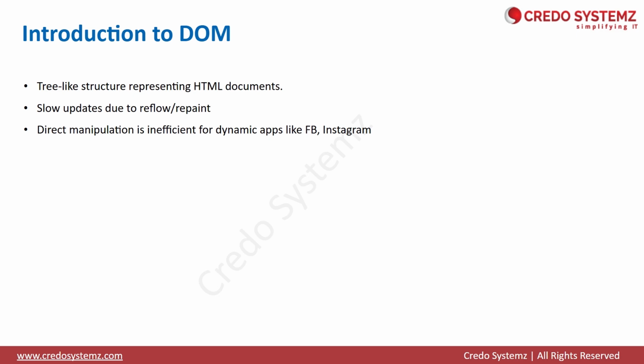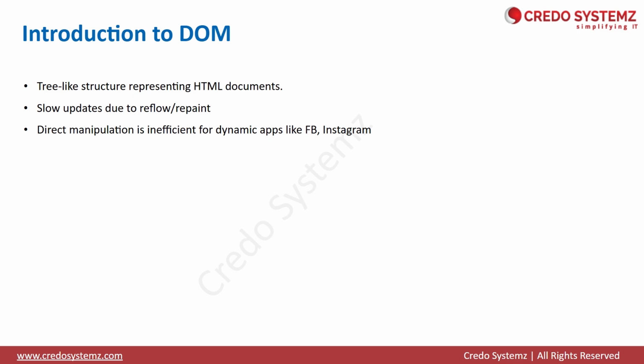DOM, as I said, is nothing but the Document Object Model, representing the HTML document in the form of objects so that it can be accessed with the help of JavaScript. The DOM is a tree-like structure. Whatever code is available in the DOM, only that gets rendered on the browser screen. If I want to make any modification in the DOM, then the browser is supposed to repaint the entire page again. So that's the usual flow of the DOM.